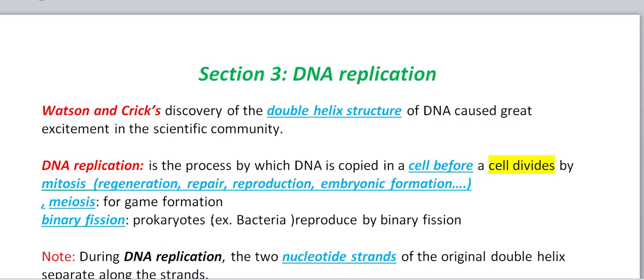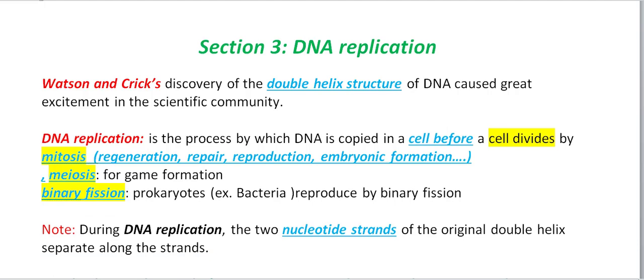So all these three types of division, mitosis, meiosis, binary fission, all of them do not occur without DNA replication. So the aim of DNA replication is for mitosis, meiosis, and binary fission.